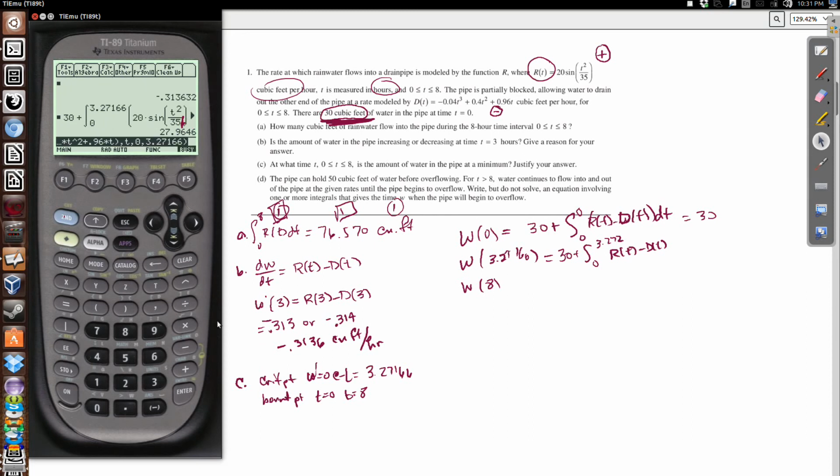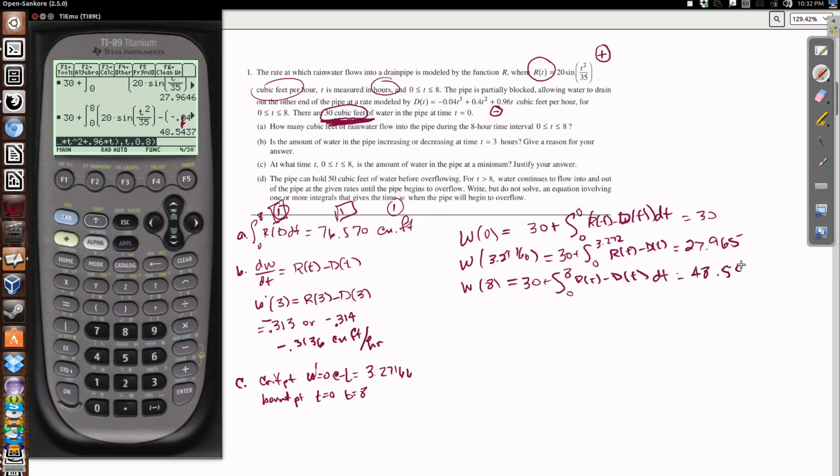And after a few minutes of repose, we get our answer of 27.965. And notice that this is significantly less than the 30 cubic feet that we had here. And then I need to evaluate this at 8, so I'm going to take a step back and just delete this back up to an 8. And when we do that, we're going to get that's 30 plus the integral from 0 to 8 of r of t minus d of t dt, which is going to be 48.544.